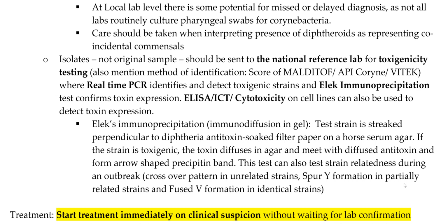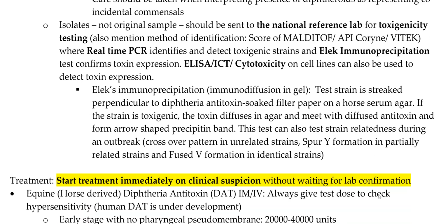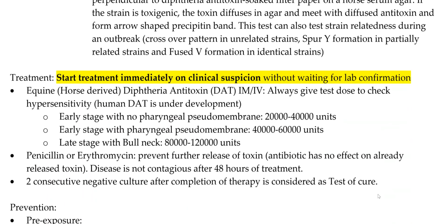Laboratory diagnosis or laboratory investigation of Corynebacterium diphtheriae is a very frequently tested question, and you should be ready with it. But most importantly, what I want to emphasize is that treatment should be started on clinical suspicion without waiting for lab confirmation. And what is the treatment? Treatment is based on what is causing the disease. So it is the toxin which is causing the disease, so obviously you have to give antitoxin. So diphtheria antitoxin or DAT is the treatment of choice.